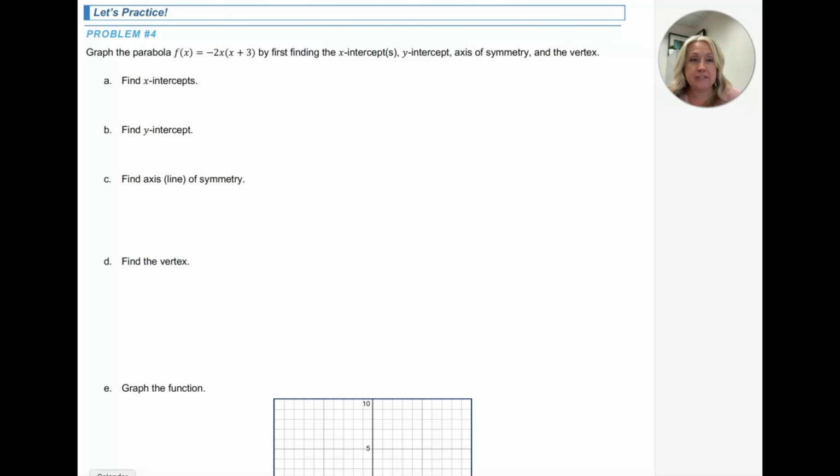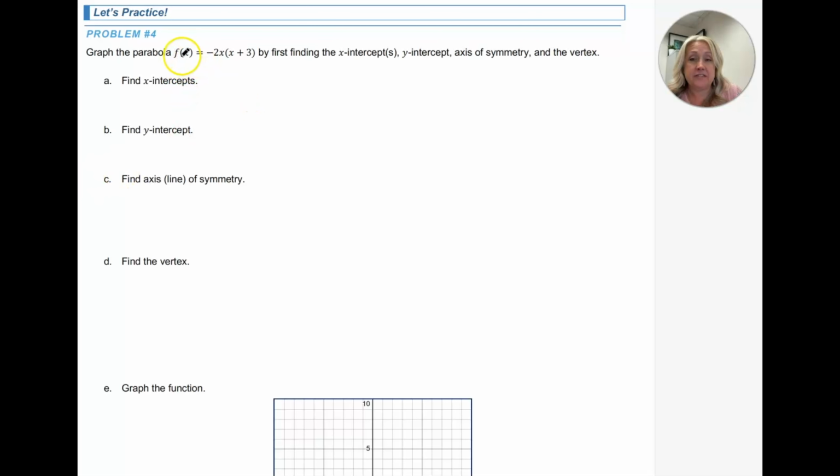Hello, we are continuing in section 3.4 and we're talking about quadratic equations in intercept form. All right, let's try problem number 4. Graph the parabola f of x equals negative 2x times x plus 3. We're going to find these different parts of the parabola first, and then we'll use those points to be able to graph them.